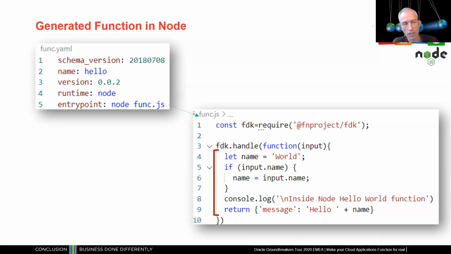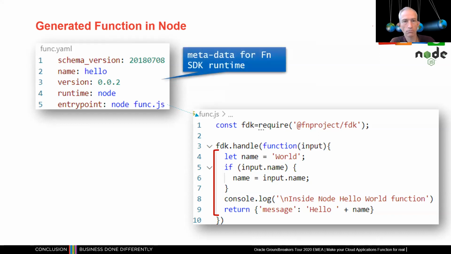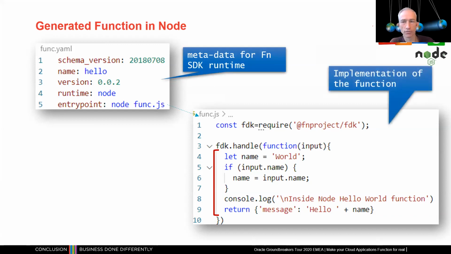The func.yaml file is a file that's used to instruct the fn framework about the function. It specifies the name of the function, the version and the runtime, and also what's called the entry point, how to run the function when a request needs to be handled. In this case, because the runtime is Node and the function is implemented in a file called func.js, the entry point will be node func.js. So there's the metadata for the fn runtime, and here's the actual implementation of the function.